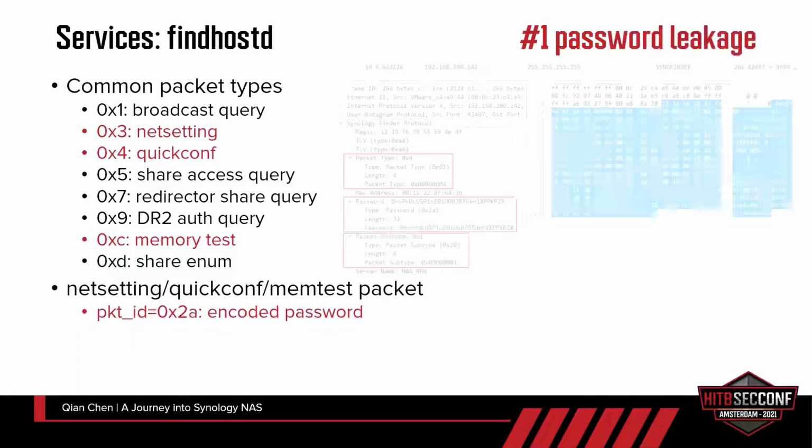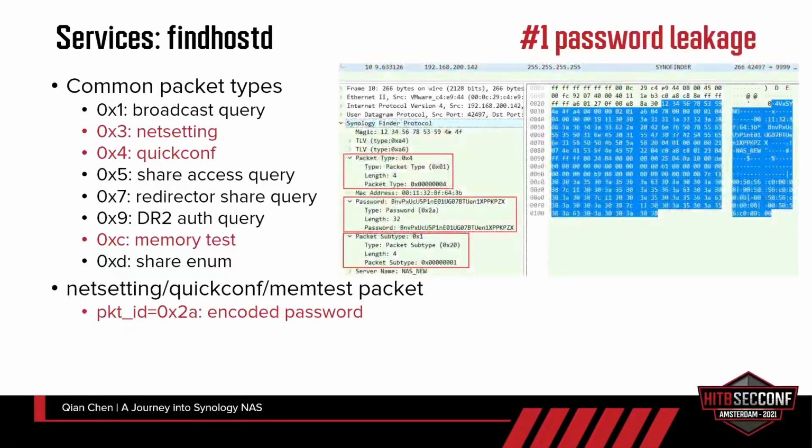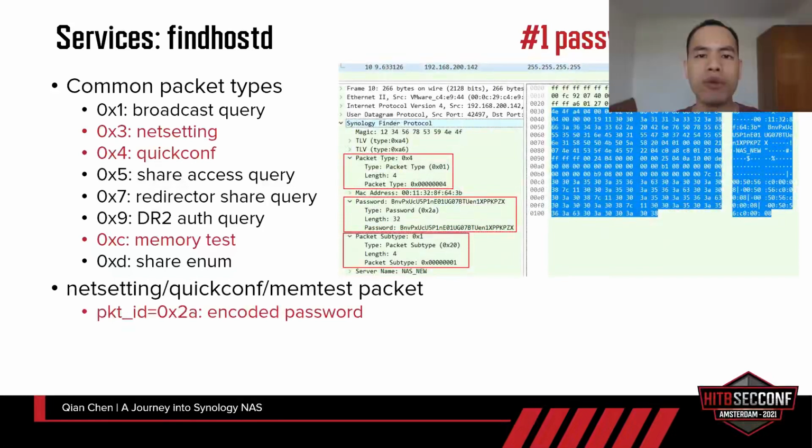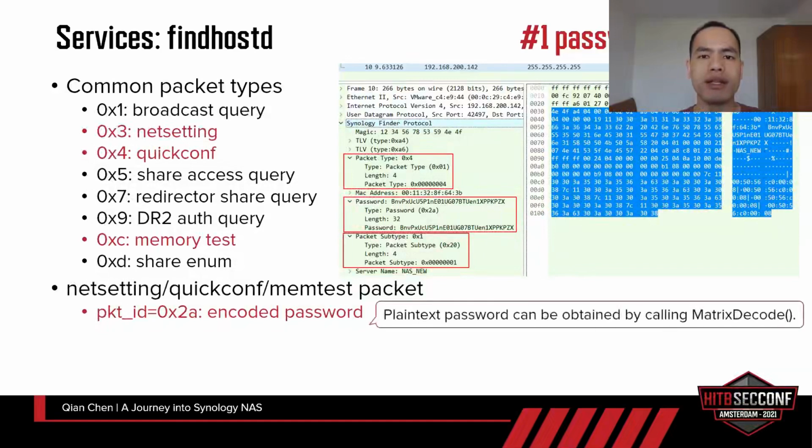A sample of a quick configuration packet is shown. As we can see, packet ID 1 has a value of 4, which means it's a quick configuration packet. The packet ID 2A contains the encoded password. Through reverse engineering, it turns out that the encoded password is decoded by calling the function matrix decode.